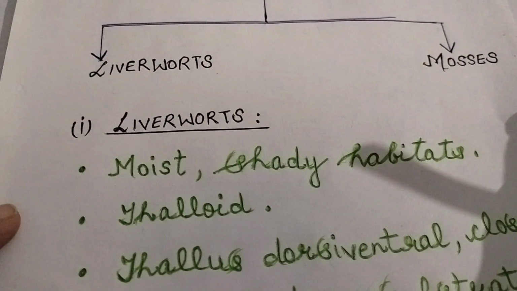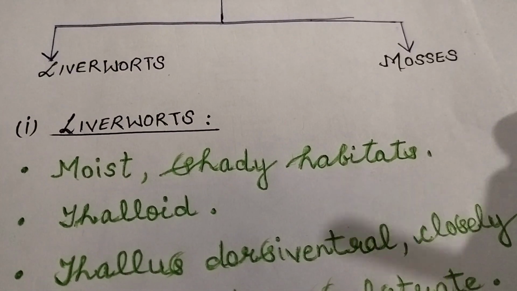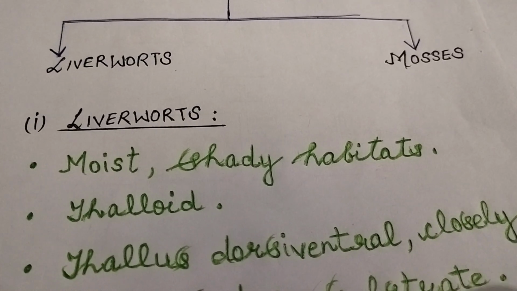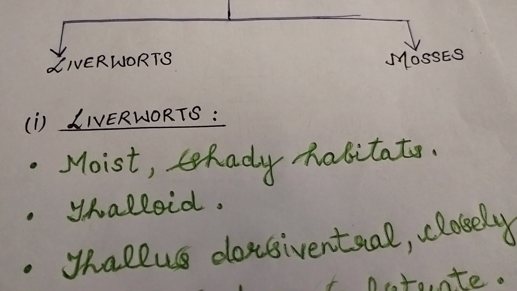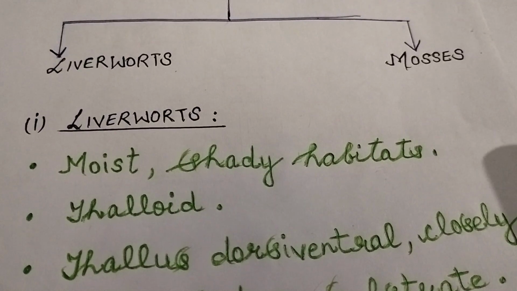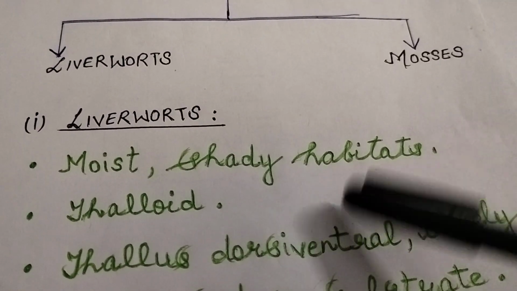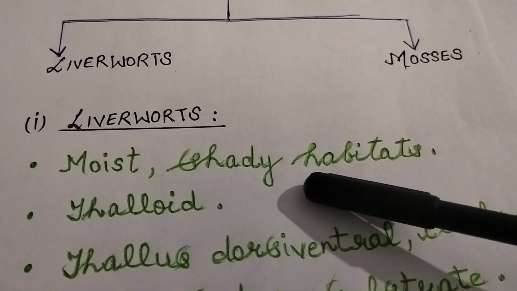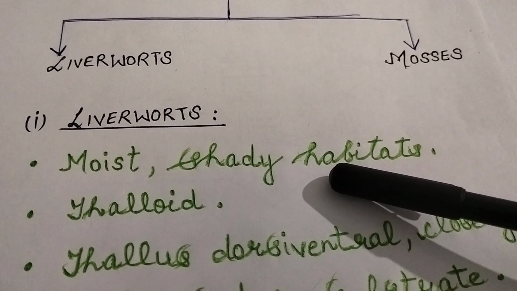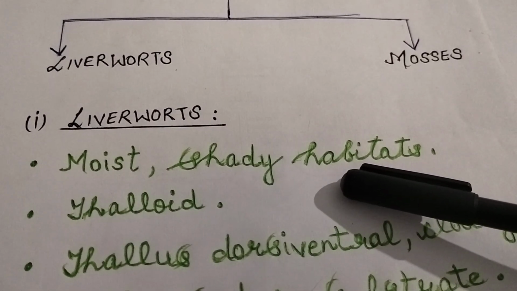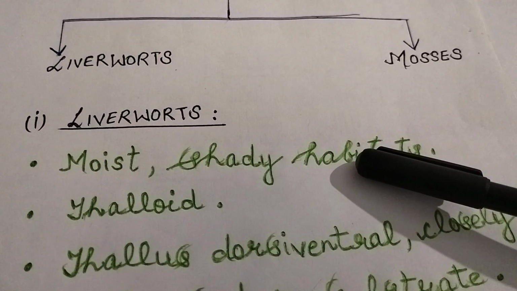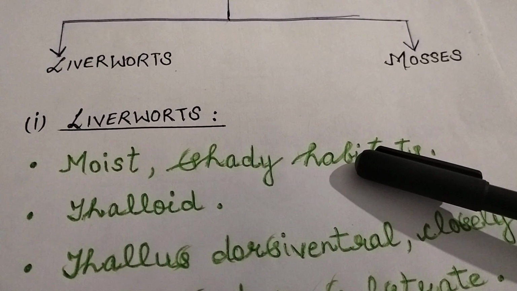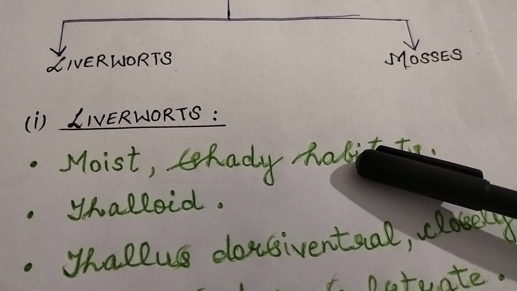Liverworts general characteristics. Liverworts usually grow in moist and shady habitats. Wherever you find moist, damp areas, bryophytes will be inhabitants there. So liverworts are found in moist and shady habitats such as banks of streams, marshy ground, damp soil, barks of trees and deep in wood. Wherever moist, marshy and damp conditions are found.